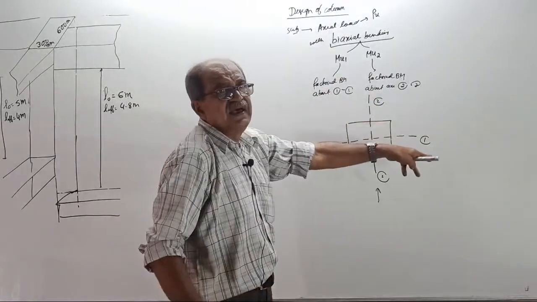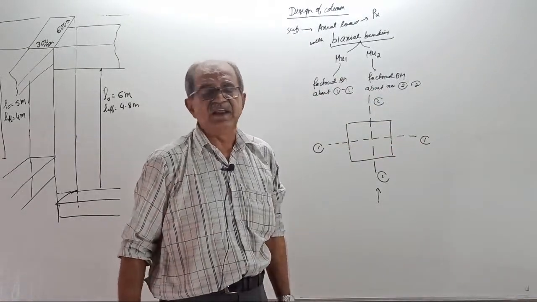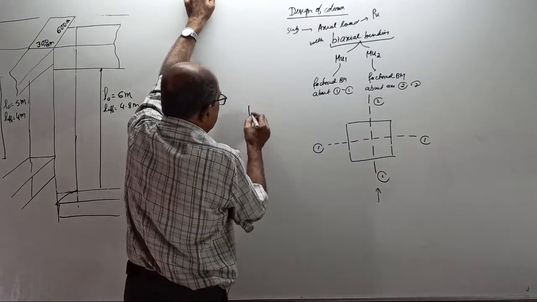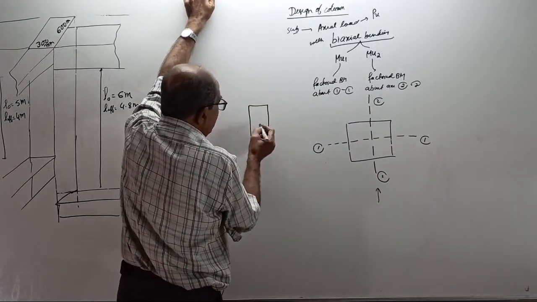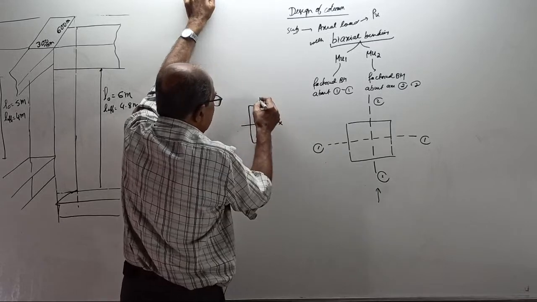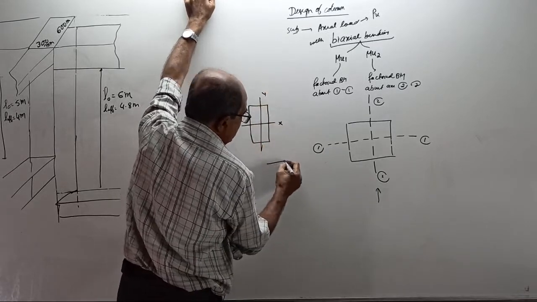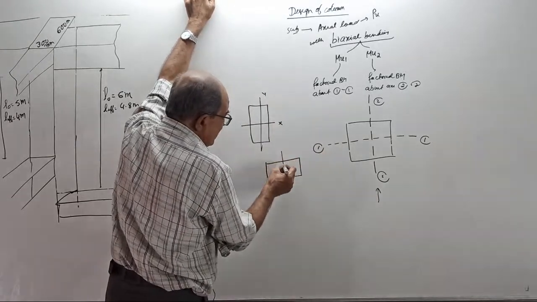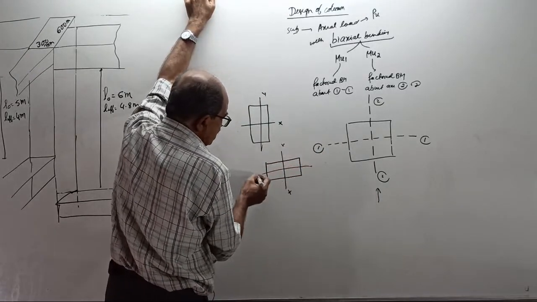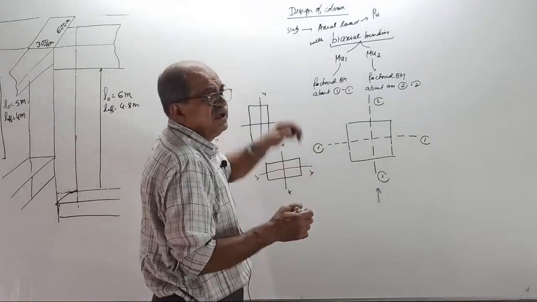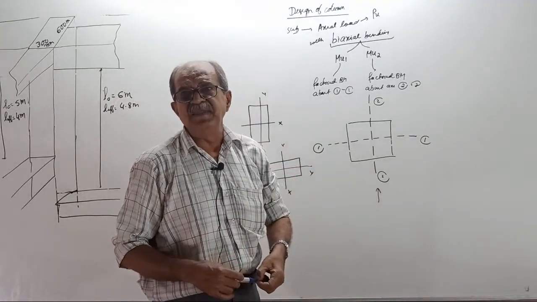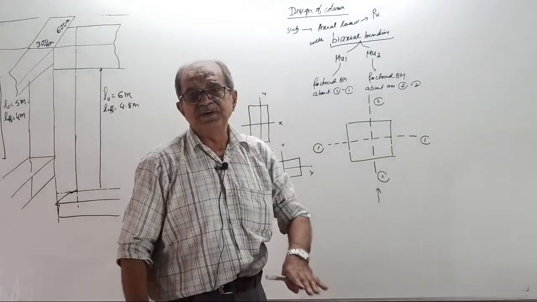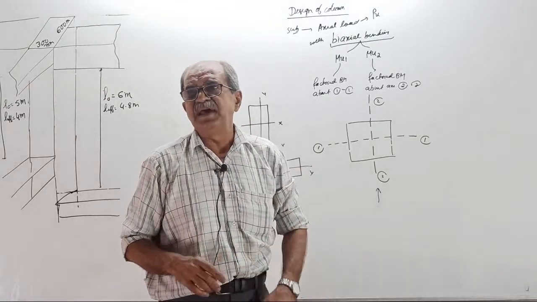If that 1-1 is major. Suppose, as per code, if the column section is like this, then this is XX, this is YY. Whereas if the column section is like this, then as per IS code, this is your XX, this is YY. Because they told with respect to major and minor axis. So I will first make it clear what is major and minor axis.